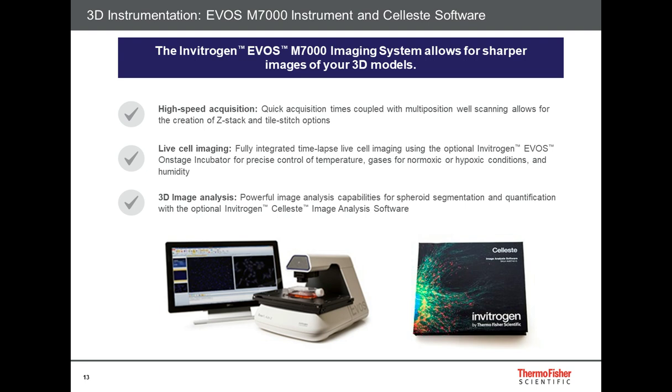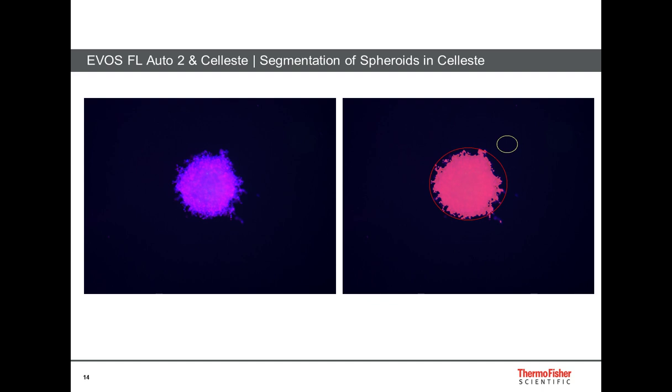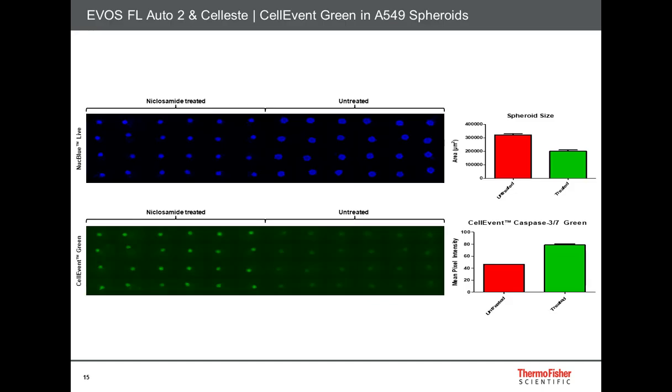And finally, once we've acquired our images, we can do a 3D image analysis with the Invitrogen Celleste image analysis software. And so one example of how we use Celleste is to essentially create a mask around our entire spheroid. And we see here in red, the red circle, we've identified our spheroid, and the yellow circle, we've identified our background for one spheroid. And we can apply this mask to every image in our experiment and quantify the fluorescence in our different markers that we've applied.